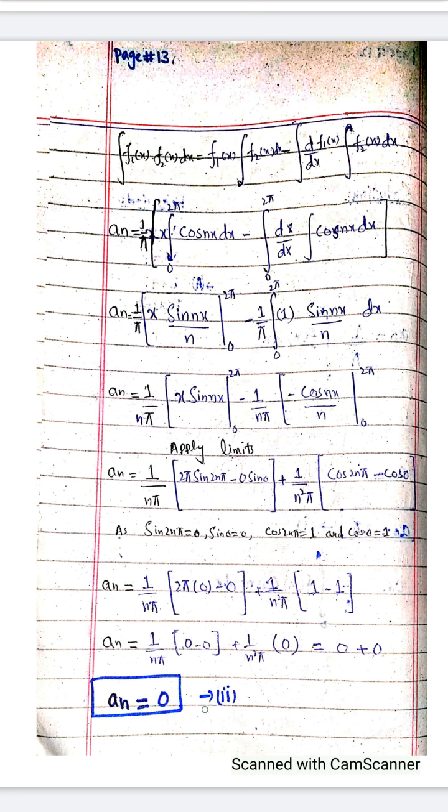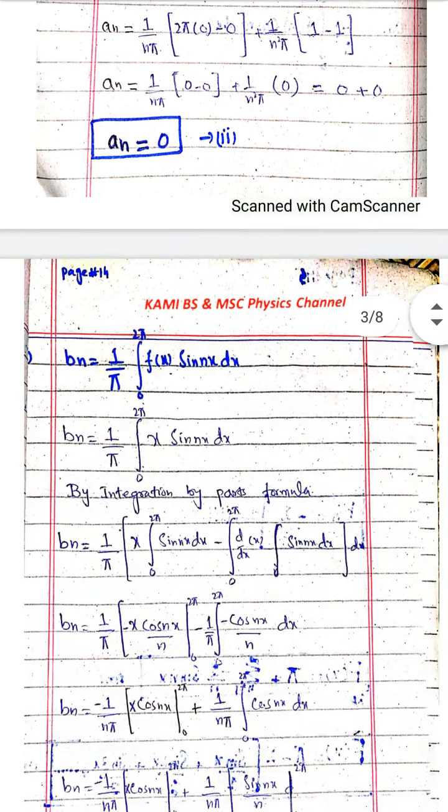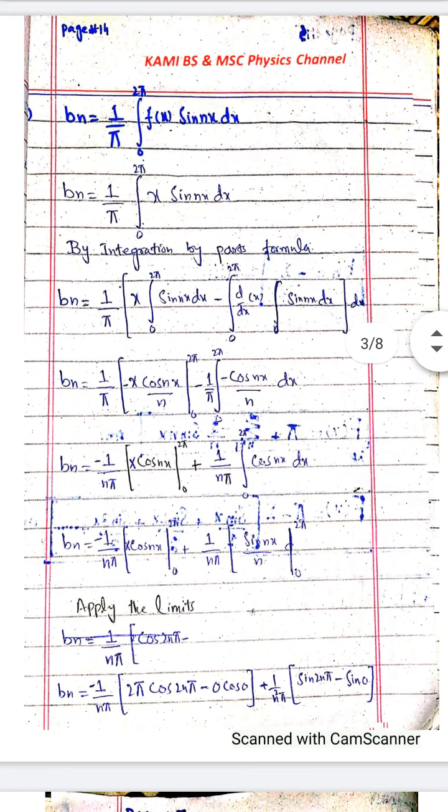Now we will find the third coefficient bn. So bn is equal to 1 over pi integral 0 to 2 pi f of x sin nx dx. So we know that f of x is equal to x, so we will put x in place of f of x, sin nx dx.